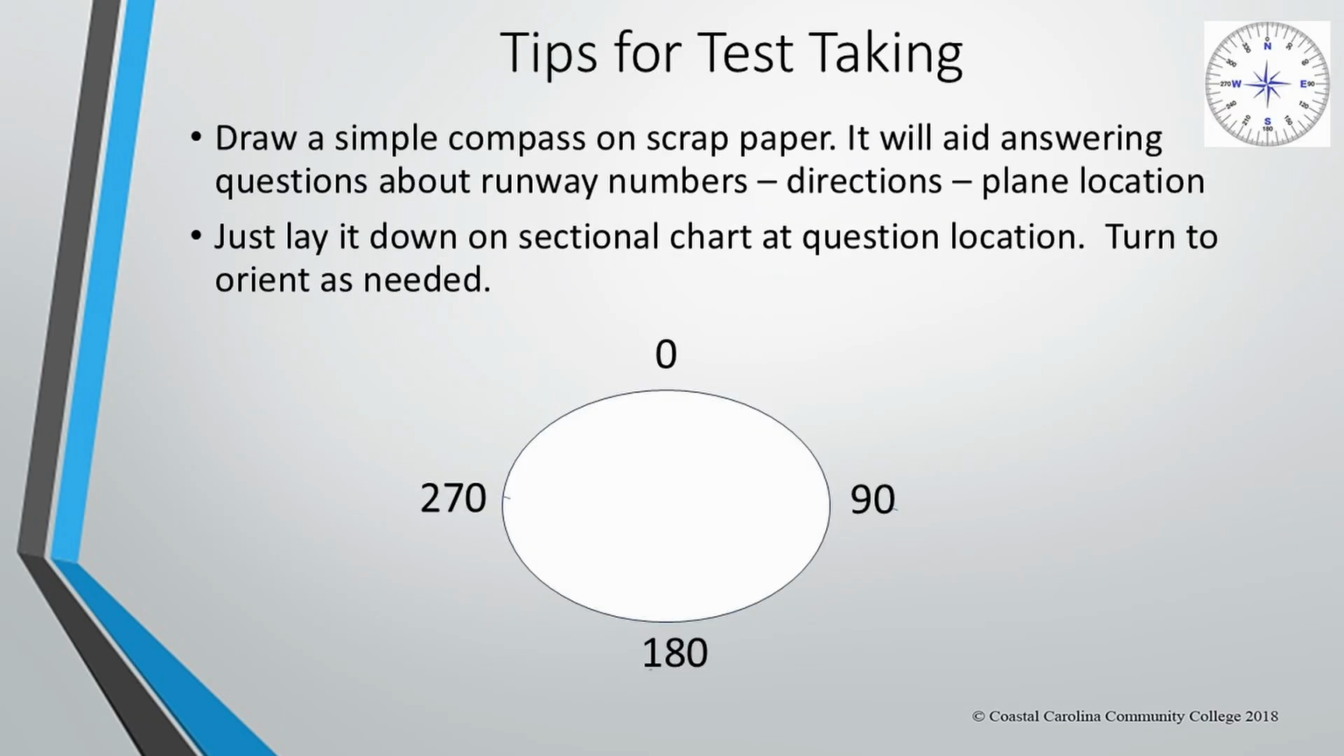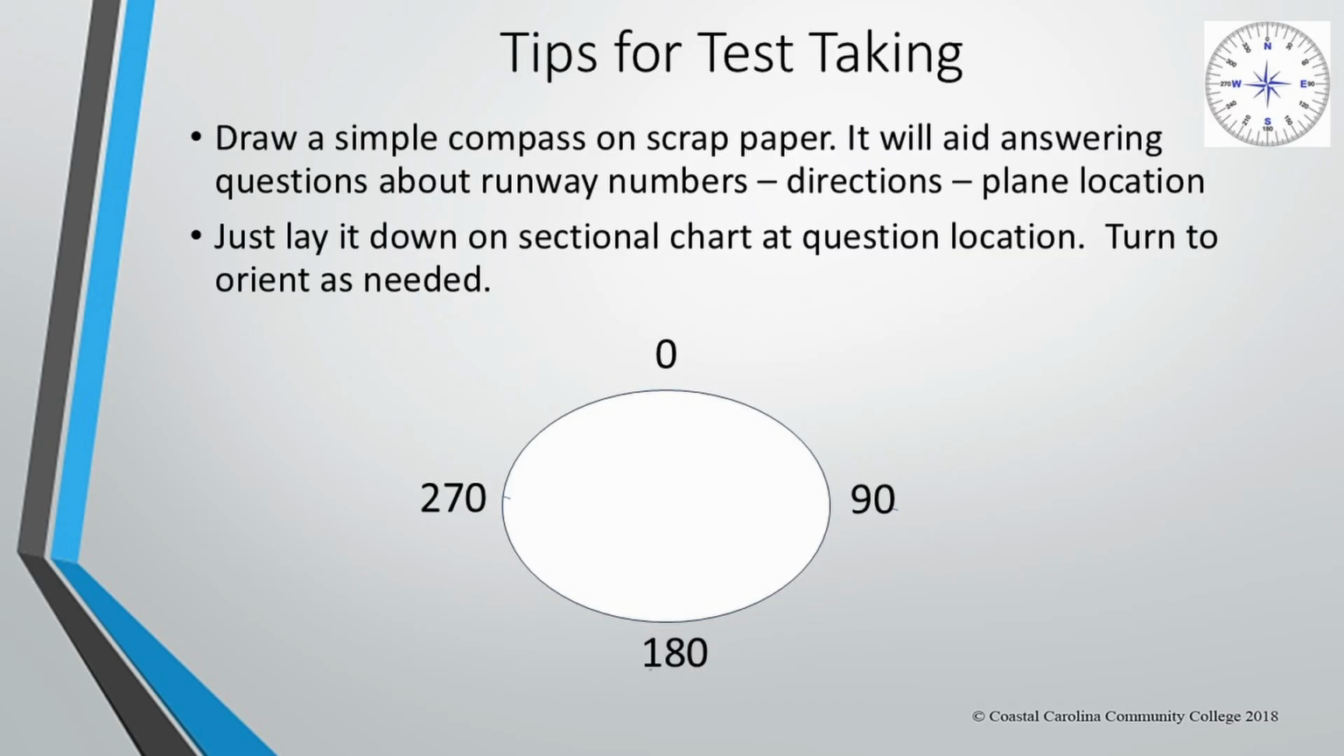This is a tool that I use. You're given scratch paper with your test. So I draw a simple compass on scratch paper. It will aid in answering questions about runway numbers, directions, plane location. Just lay it down on the sectional chart at the question location and orient it if you need to do that.